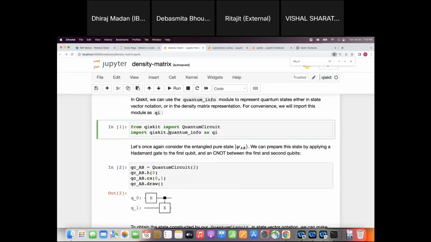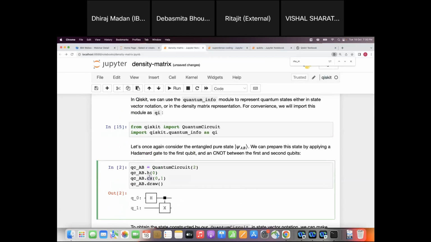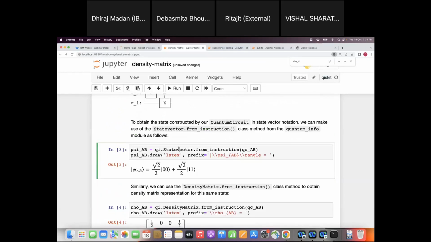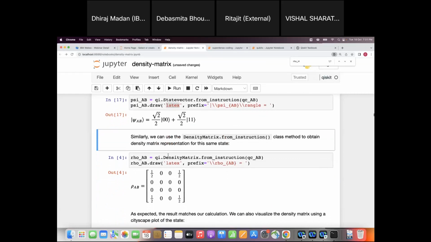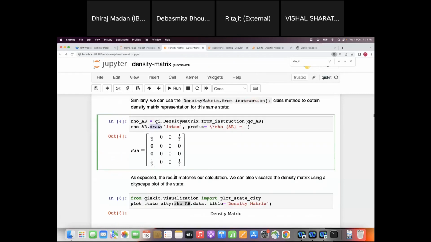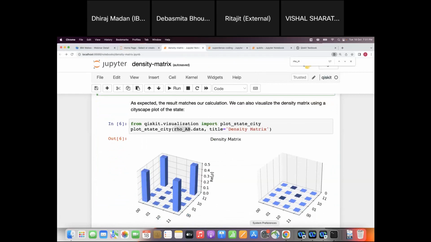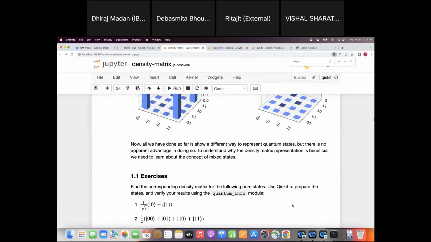Here in these Qiskit cells, we just created this EPR pair. In order to create an EPR pair, we apply a Hadamard and then a controlled X, and then we get this circuit. We can get a state vector from this circuit QC_AB. This is what psi AB was. Coming to the density matrix, it can also be computed from the same circuit using the DensityMatrix.from_instruction operation. Once we get this rho AB, we can draw this 4x4 matrix. To visualize it better, we were looking at the state city plot.